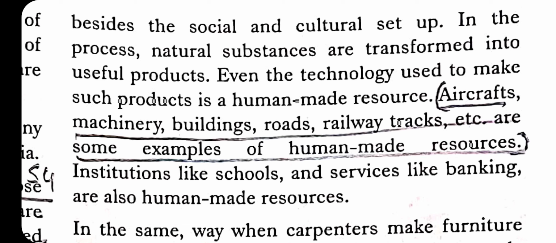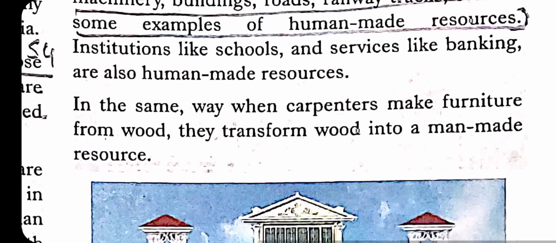देखिए टेक्नोलॉजी का यूज़ करके और नेचुरल रिसोर्सेज का यूज़ करके ह्यूमन ने अपने काम के लिए कुछ चीज़ें बनाई, जैसे कि एयरक्राफ्ट, मशीनरी, बिल्डिंग्स, रोड, etc., railway track, etc. are some examples of human made resources.